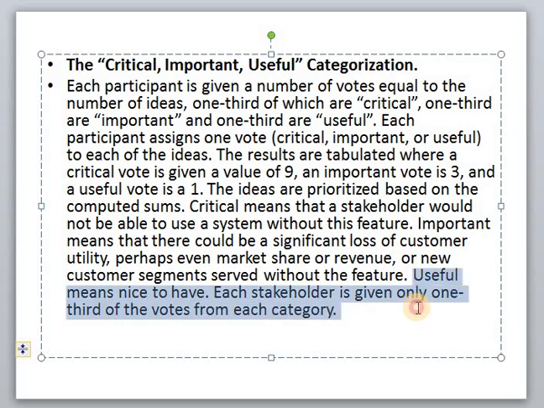Useful means nice to have. These are those ideas that, if you consider them, then it will be good. If not, it will not affect the implementation. So each stakeholder is given only 1/3 of the votes from each category.